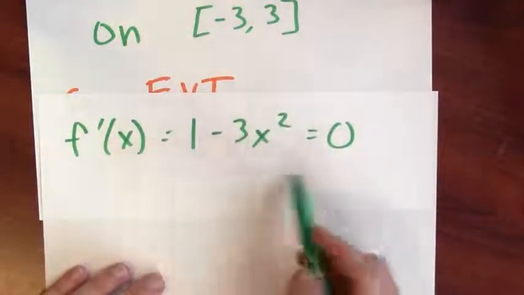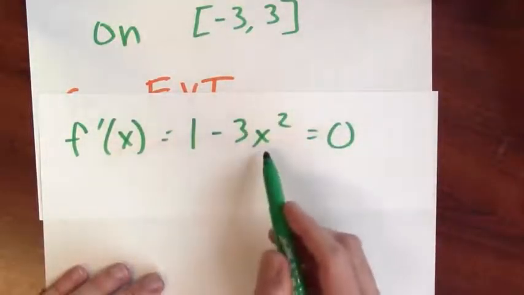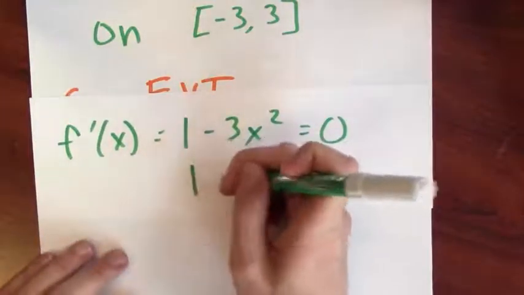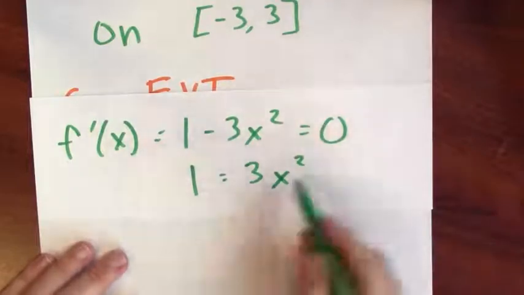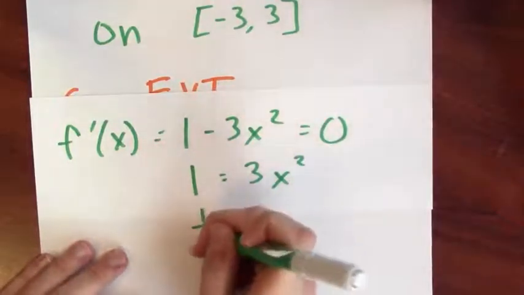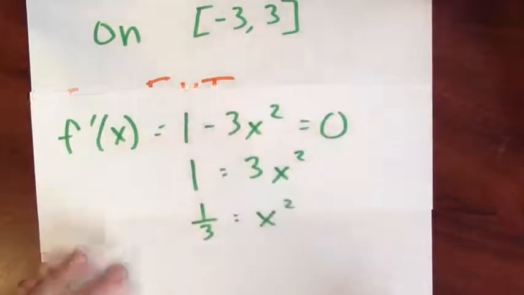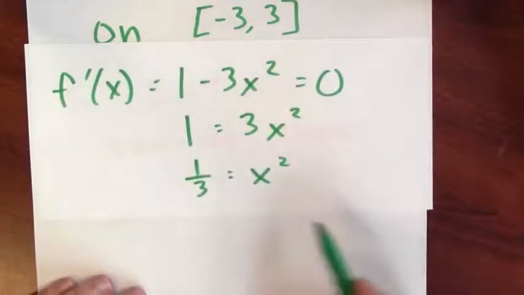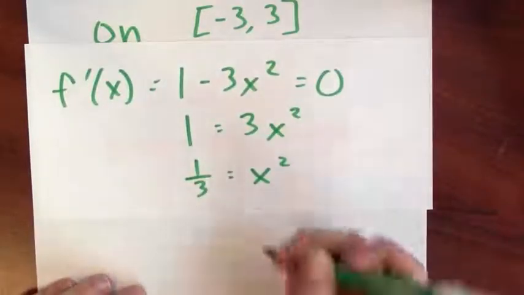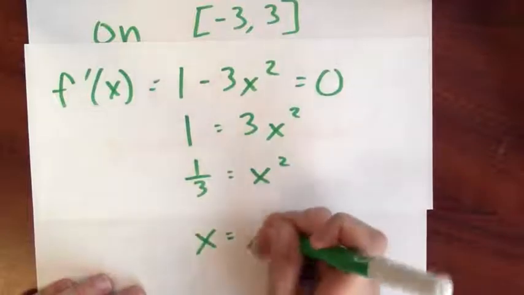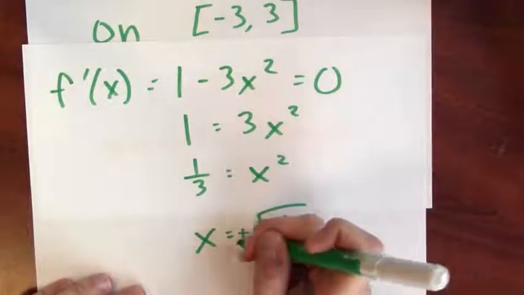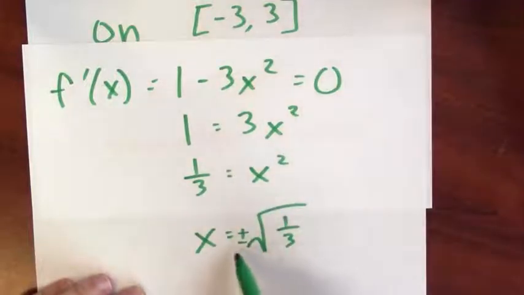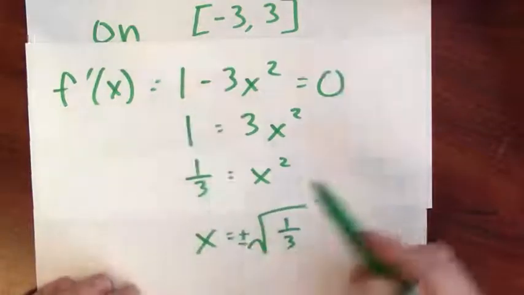Let's find them now. So I'm trying to solve this equation. I'll add 3x squared to both sides, really trying to solve the equation 1 equals 3x squared. Divide both sides by 3, so now I'm trying to solve the equation 1/3 equals x squared. Now I'll take a square root of both sides, and I'll find that x is equal to the square root of a third, or maybe negative the square root of a third. So x is plus or minus the square root of a third. These are the two critical points for this function.